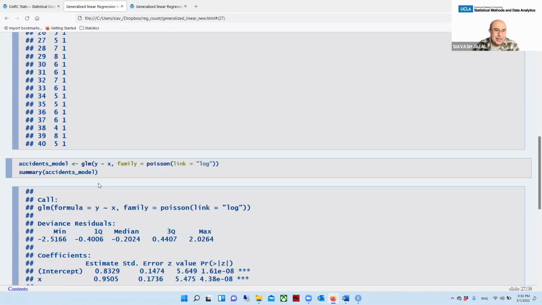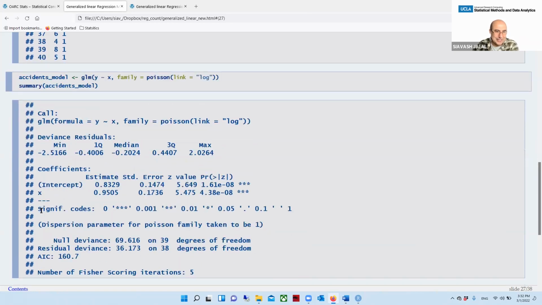And then you run this accident model and get the result. Now, look at the result. This estimated value, do you know what is the metric of these coefficients?